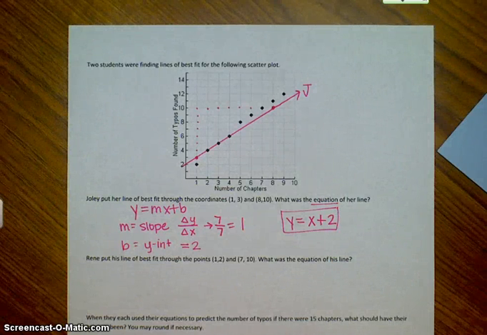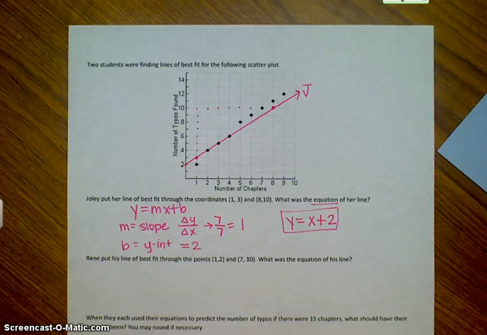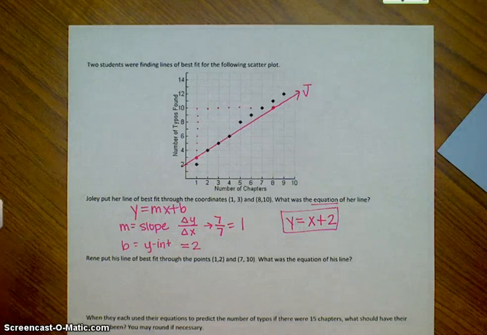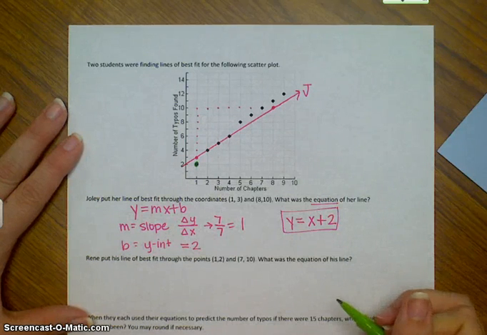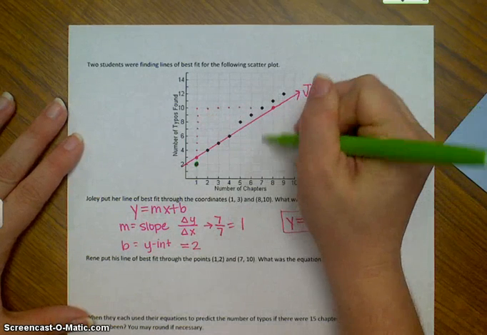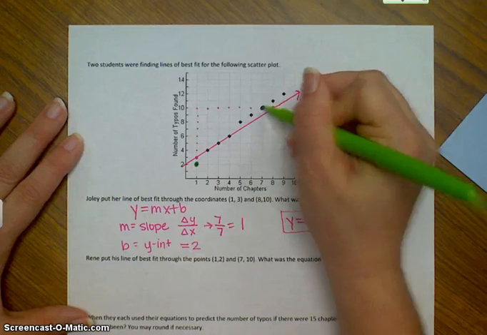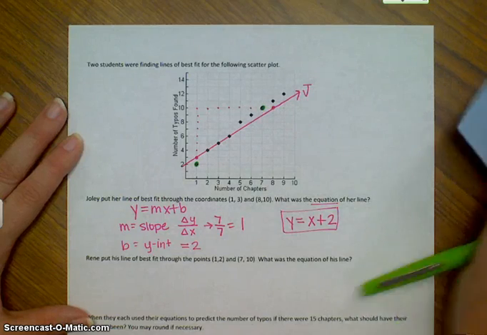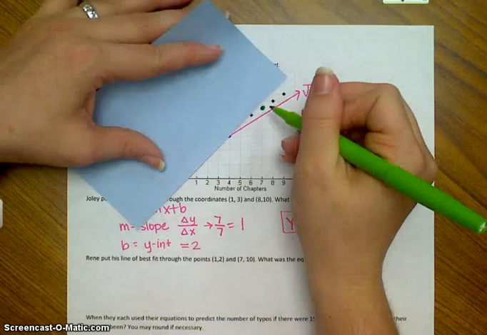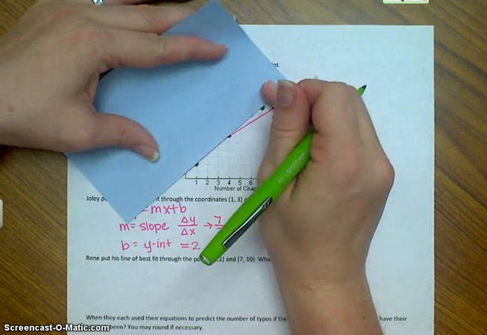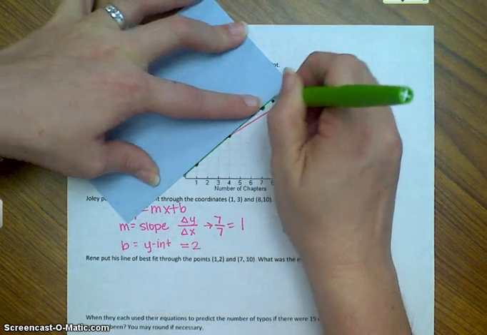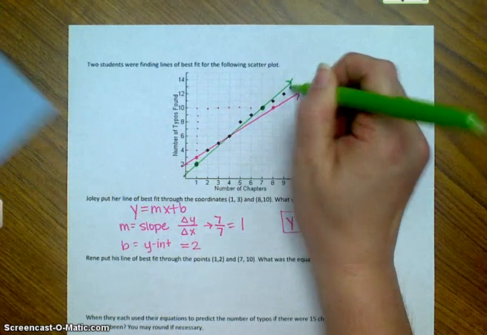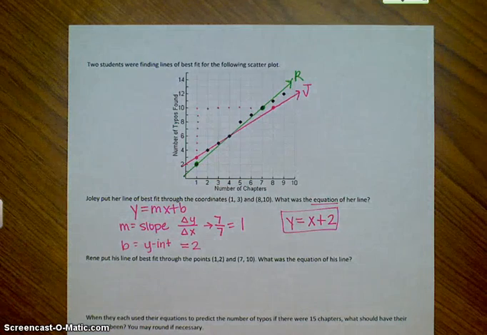Now next for Renee. Renee put his line of best fit through the points (1, 2), which is actually exactly on this point, and then (7, 10), which is exactly on that one. Now I'm going to draw my line here. So getting this one to line up like this. Oops, that's okay. And there is Renee's line.